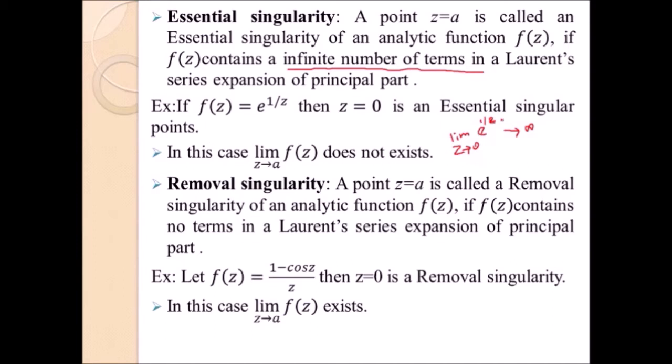Next, a removable singularity. A point z is equal to a is called a removable singularity of an analytic function f of z if it contains no terms in the Laurent series expansion of the principal part. Example, f of z is equal to (1 minus cos z) by z, then z is equal to 0 is a removable singularity. In this case, the limit exists.